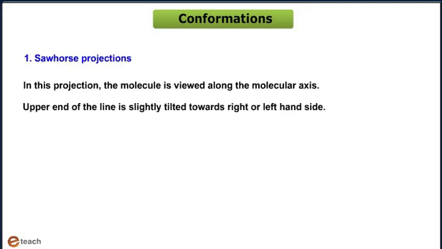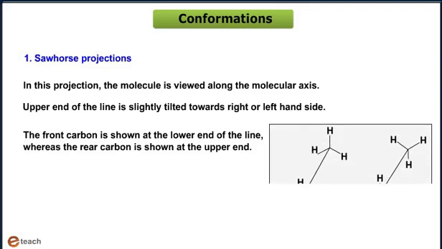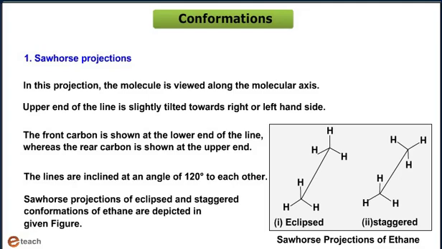Upper end of the line is slightly tilted towards right or left hand side. The front carbon is shown at the lower end of the line, whereas the rear carbon is shown at the upper end. The lines are inclined at an angle of 120 degrees to each other. Sawhorse projection of eclipsed and staggered conformation of ethane are depicted in the given figure.